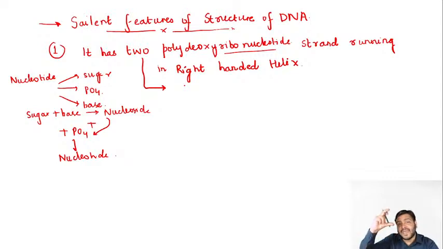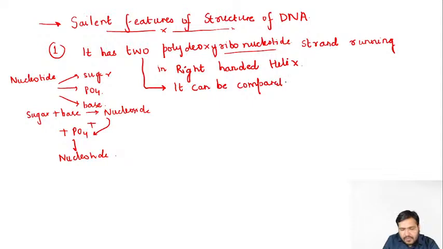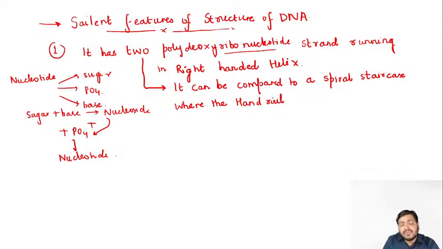You can see a spiral staircase in havelis, the round type of staircase, which is in the form of a spiral. So it is compared to this structure: a spiral staircase where the handrails, meaning the side part that you hold while climbing up, the place where you rest your hand while moving up, are formed by sugar and phosphate.